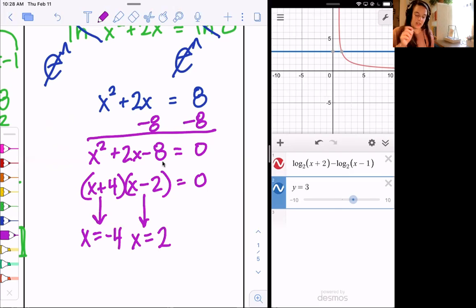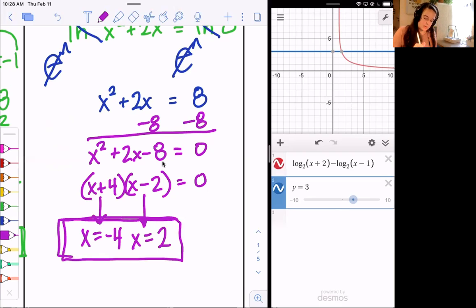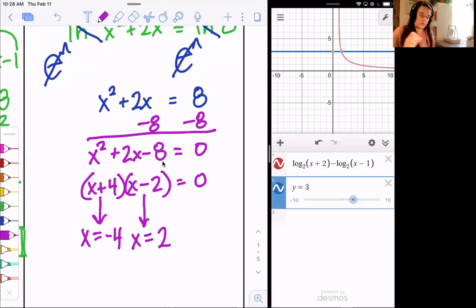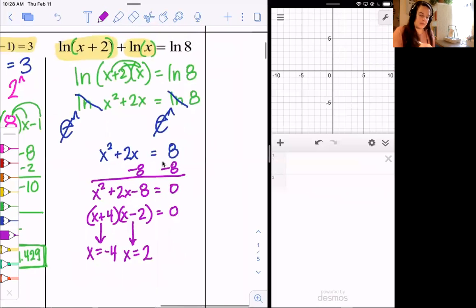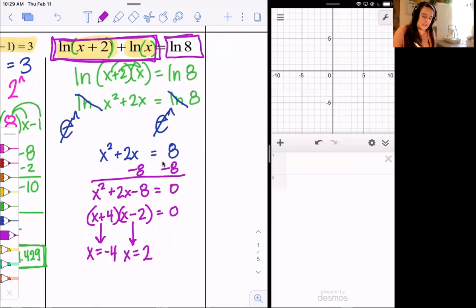Amazing. I know it's a little awkward to talk over each other, but I really appreciate you all coming off mute. It's super helpful. So I have these 2 as my possible solutions. I'm not going to put a box around them yet because I do want to check them. So I'm going to go to my calculator. I'm going to check it by typing in this in one line and this in the other. So basically this is Y1 and this is Y2.